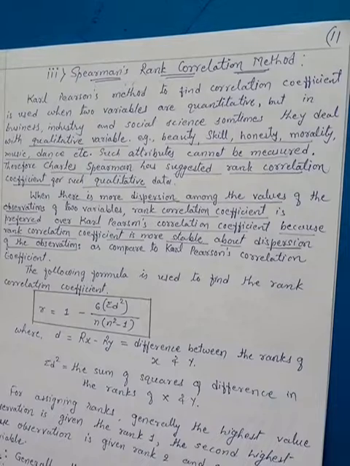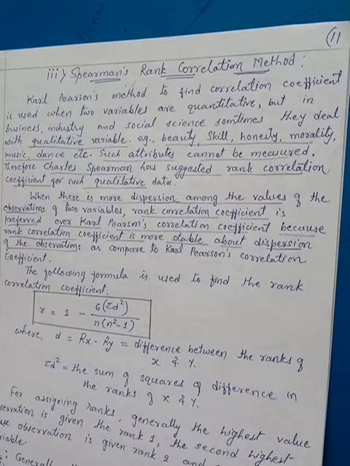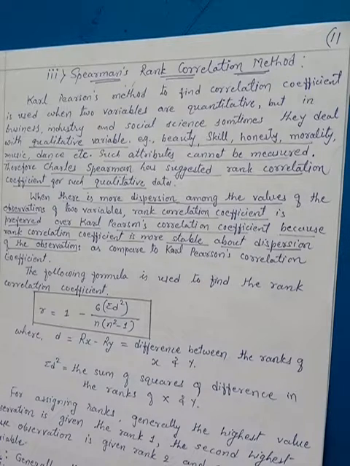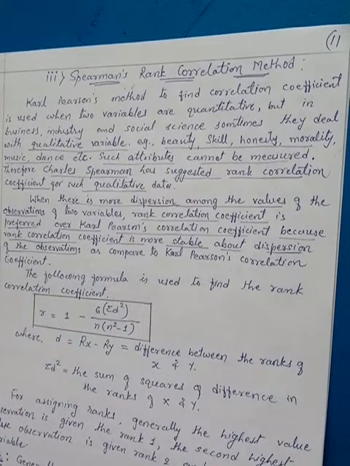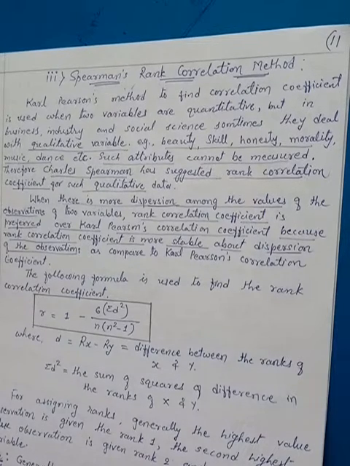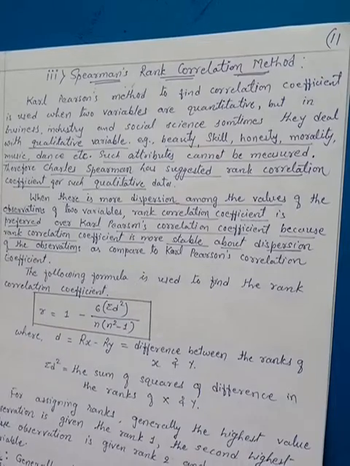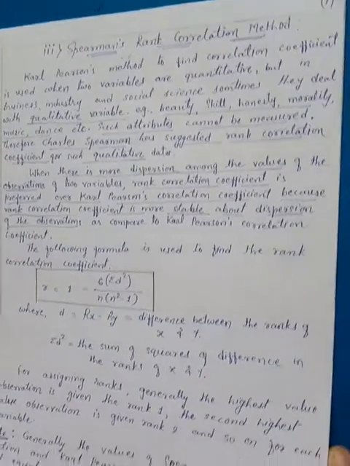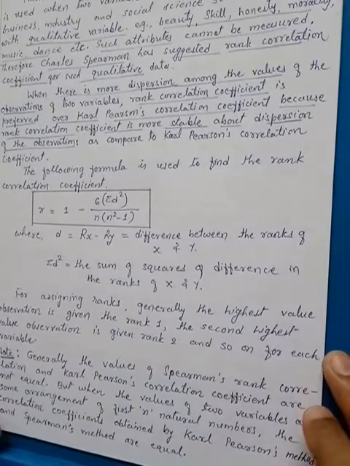So when quantitative variables are available, but there is more dispersion in such kind of data provided to us, then in that case also the Spearman's rank correlation method can be used, other than Karl-Pearson's method. Now, what is the formula to calculate the Spearman's rank correlation coefficient? So that is given over there.